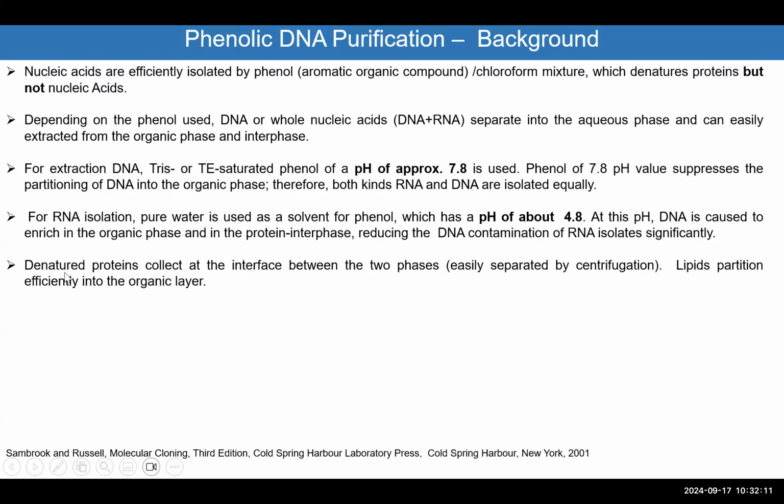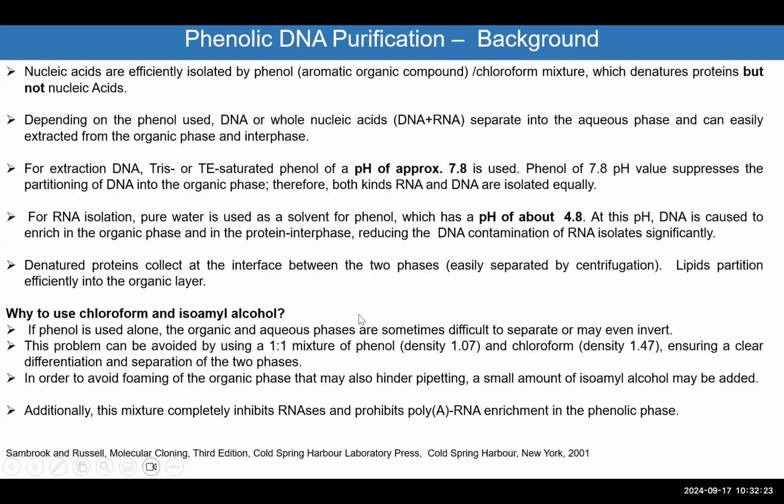I would get rid of the denatured proteins, and this would be a process of centrifugation in order to separate the aqueous phase from the organic phase. And in order to get a very good separation, we have to use chloroform. So whenever you use phenol and you see that there is a usage of chloroform, the reason why we use chloroform is that it has a higher density than phenol.